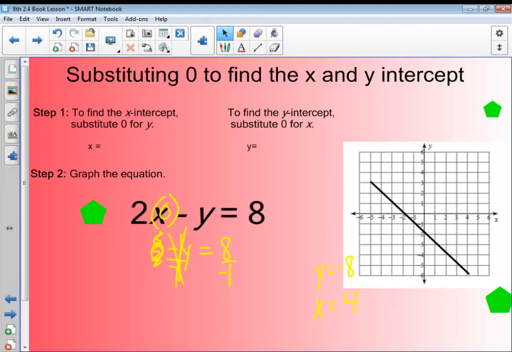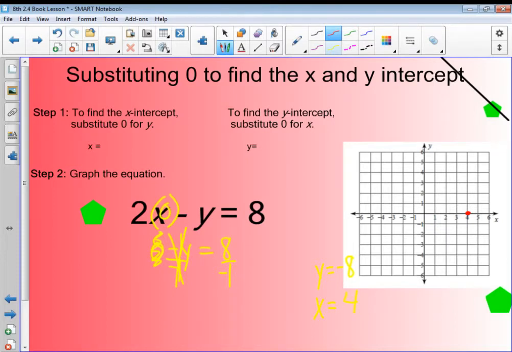And then I would go through and actually graph these out. So my x-intercept was 4. And my y-intercept was -8, which my graph isn't big enough for, so it'd be down here somewhere. And then I would draw my line through that.